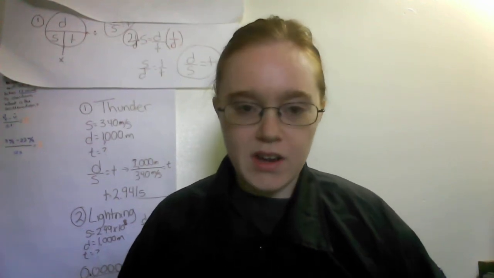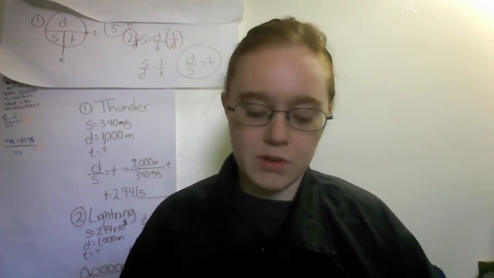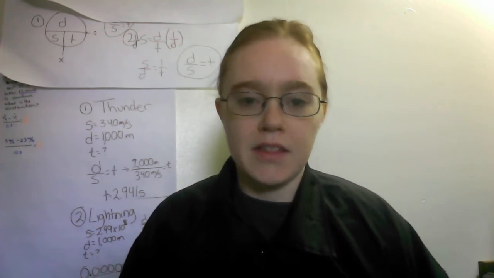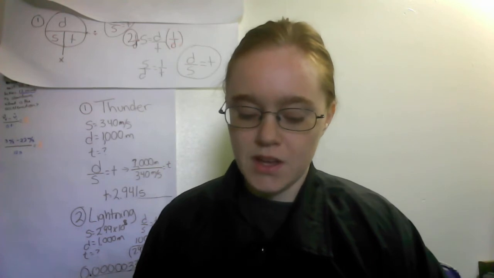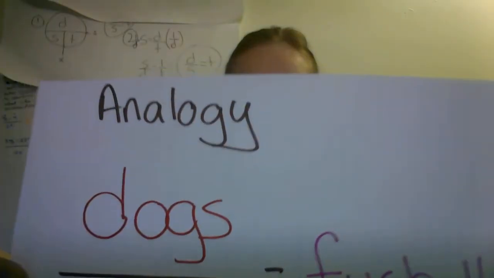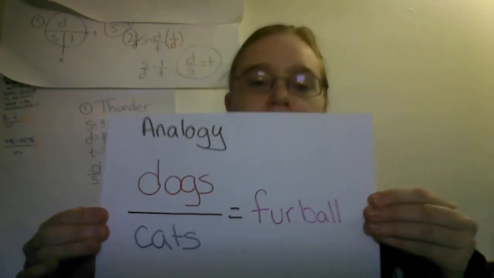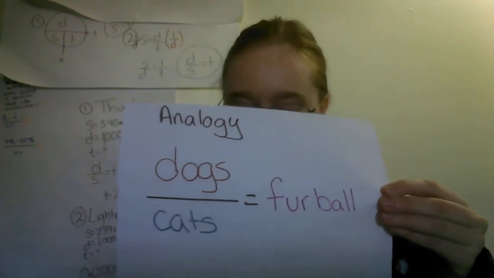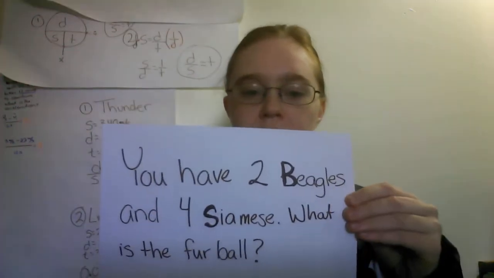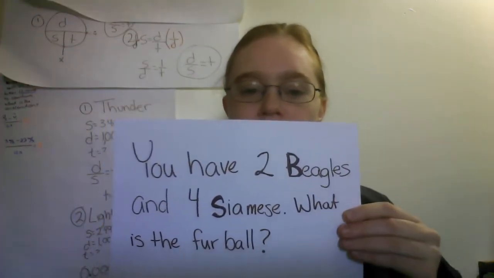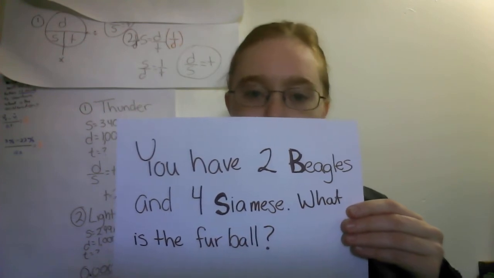Okay, I'm going to give you an analogy that I hope kind of works for somebody on how to think about physics problems and physics word problems. So the analogy equation that I have is dogs divided by cats equals fur ball. And the word problem I have is you have 2 beagles and 4 Siamese. What is the fur ball?